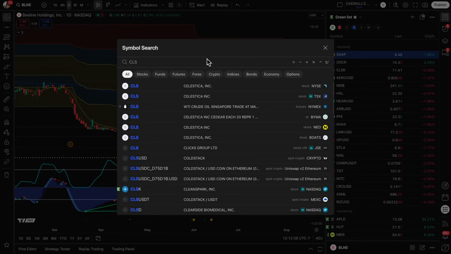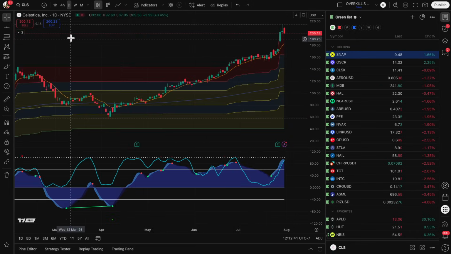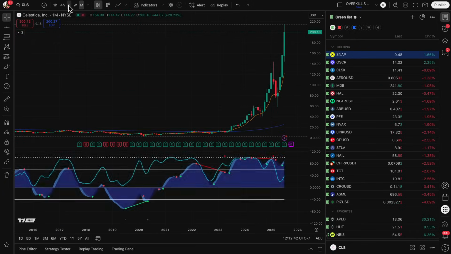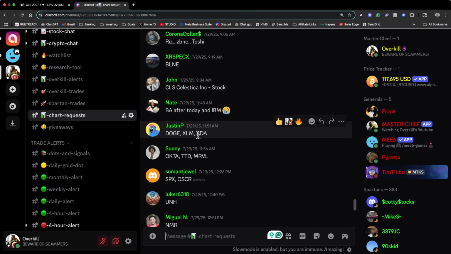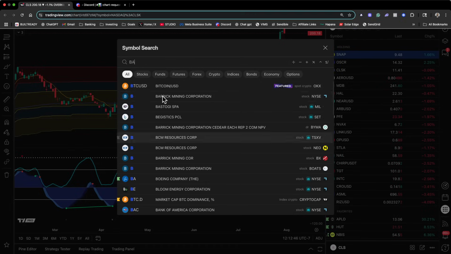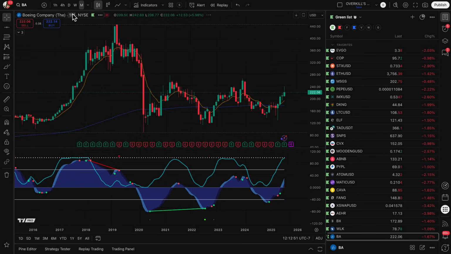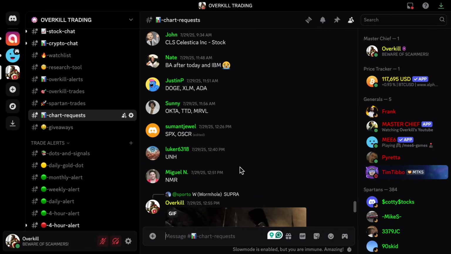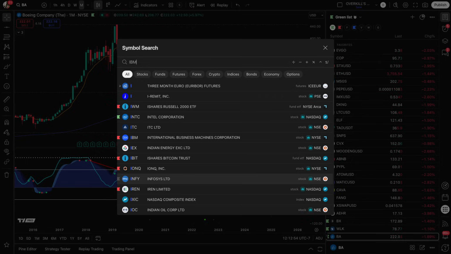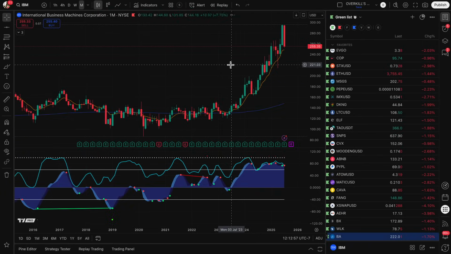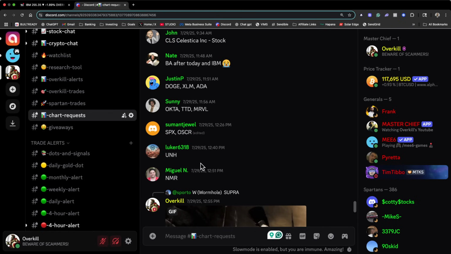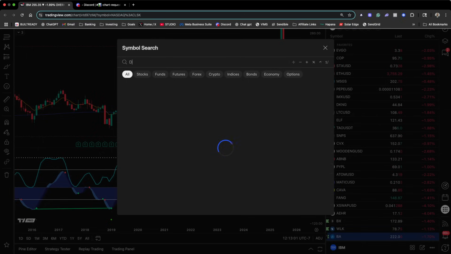CLS, I'm taking profits on that one. That is way up there right now. BA's selling off here. We covered BA already. IBM. IBM's got a red monthly. Not interested.